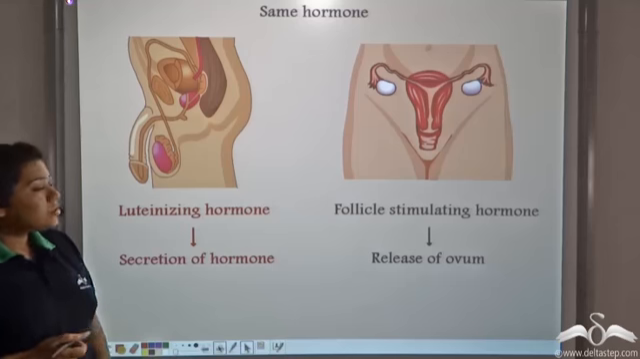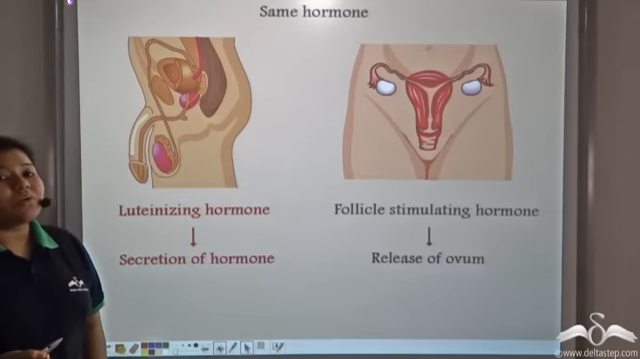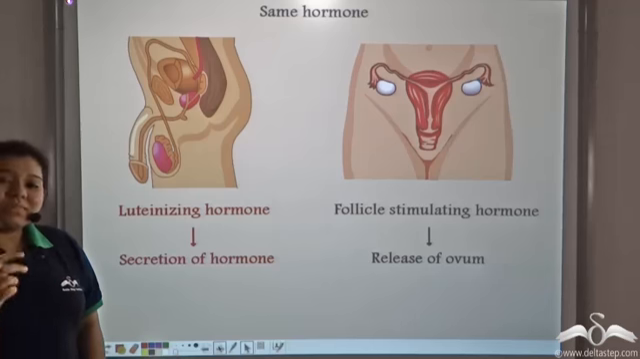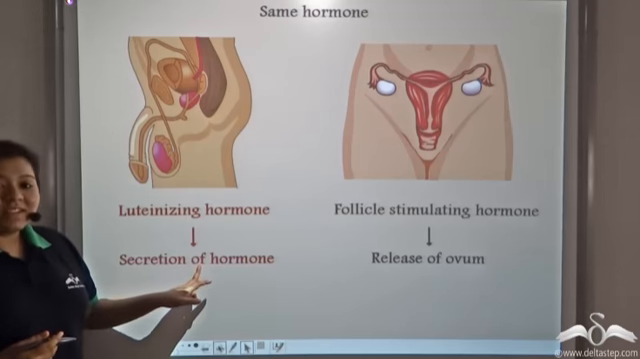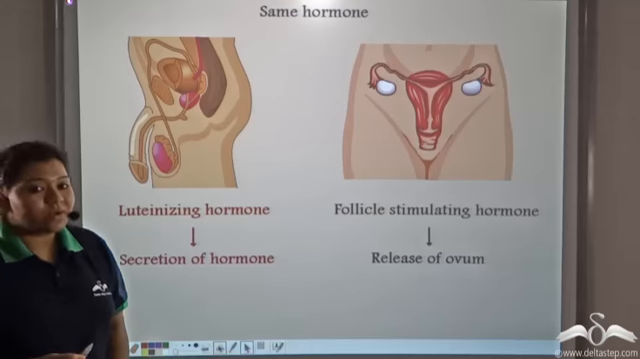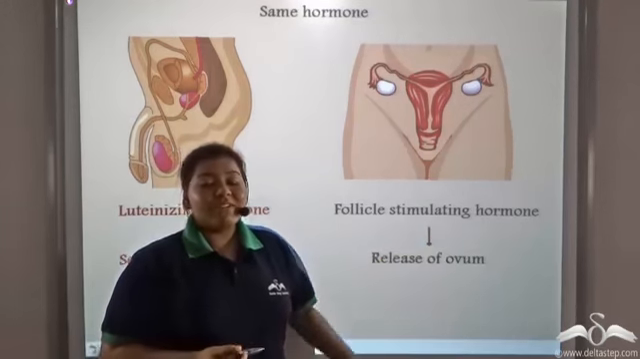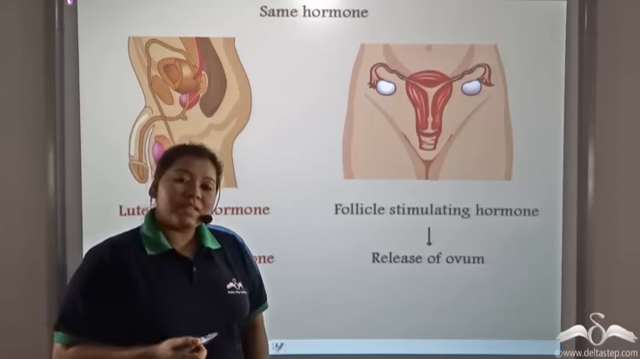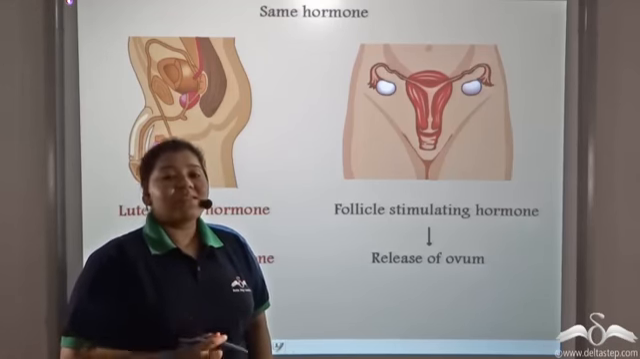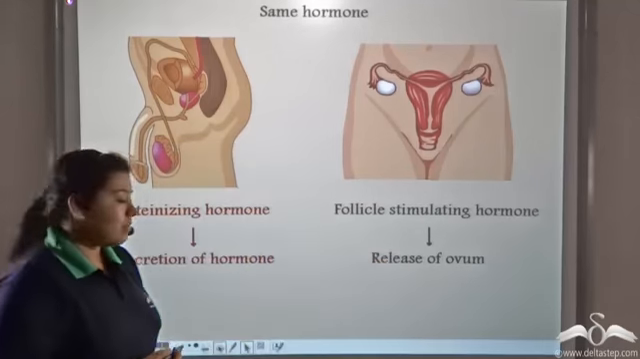See, luteinizing hormone, which is secreted from the anterior lobe of the pituitary, stimulates the ovary to secrete estrogen, which is the female sex hormone. And follicle stimulating hormone, which is also secreted by the anterior lobe of the pituitary, stimulates the ovary to release ovum.